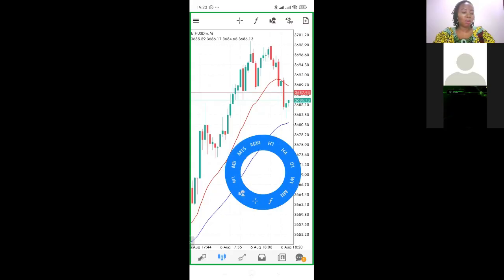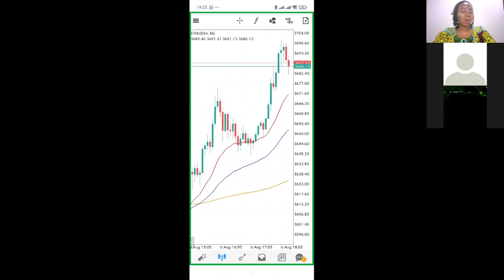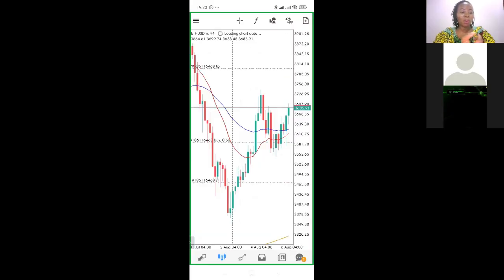If you click on maybe M5, all the candles here are 5 minute candles. H4, for instance, is 4 hours. All the candles here, whether green or red, are 4-hour candles. Now, the red candles are bearish candles and show when the market is selling. Do you understand that? Yes. And the green candles are bullish candles for when the market is buying. So that is that for candles.